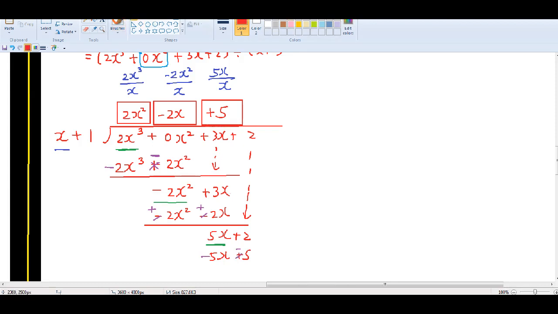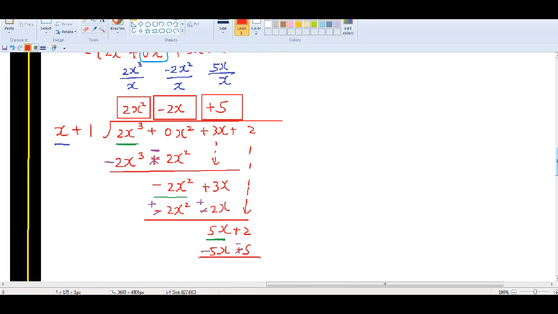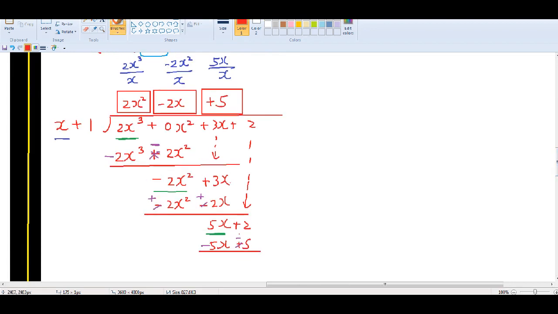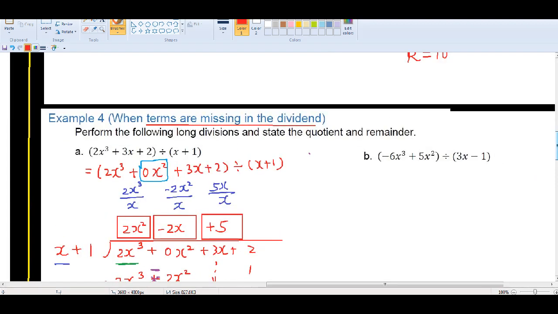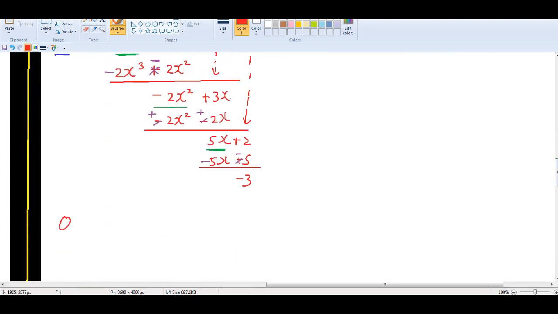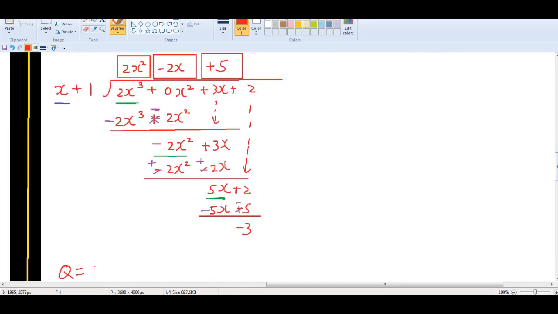We've repeated that many times. So that would be, it should be minus 3. So the quotient is 2x squared minus 2x plus 5, and our remainder is minus 3.